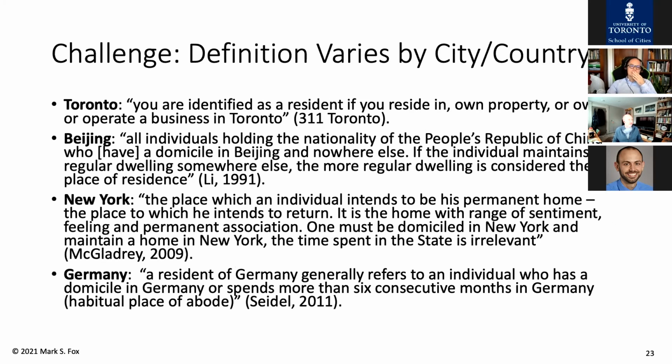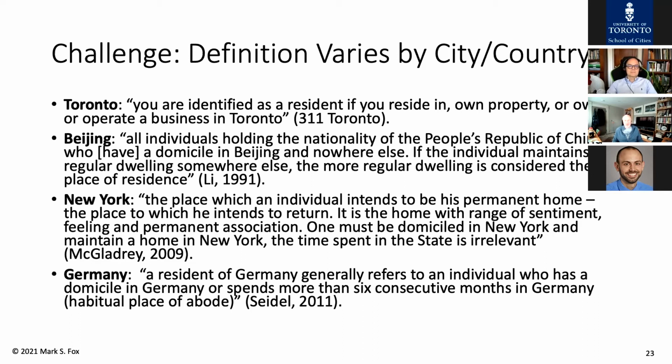Well, let's first take a look at some of the definitions of city residents around the world. Toronto: you are identified as a resident if you reside in, own property, or own or operate a business in Toronto. Beijing: all individuals holding nationality of the People's Republic of China who have a domicile in Beijing and nowhere else. If the individual maintains a regular dwelling somewhere else, the more regular dwelling is considered their place of residence. And then New York has theirs. Germany: a resident of Germany generally refers to an individual who has a domicile in Germany or spends more than 6 consecutive months in Germany. Anyway, a variety of definitions out there, rather interesting.